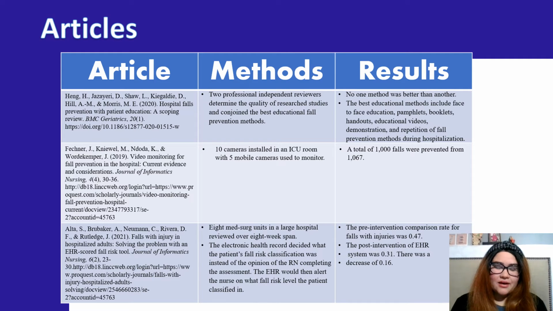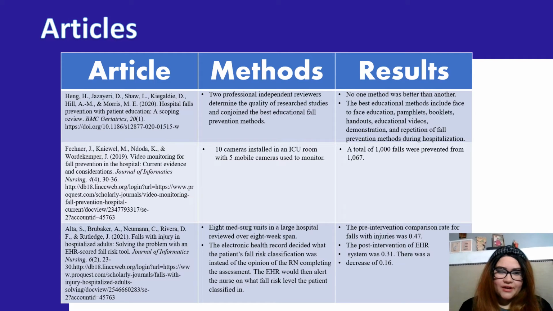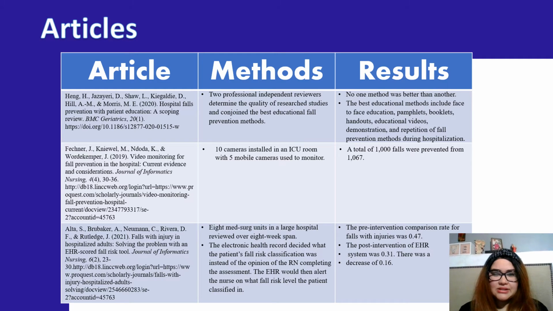My second article was Video Monitoring for Fall Prevention in the Hospital, Current Evidence and Considerations. Here, 10 different cameras were installed in an ICU room with 5 mobile cameras used to monitor, and it showed that a total of 1,000 falls were prevented from 1,067 potential falls. A third article is Falls with Injury in Hospitalized Adults, Solving the Problem with an EHR Scored Fall Risk Tool. EHR means Electronic Health Record.